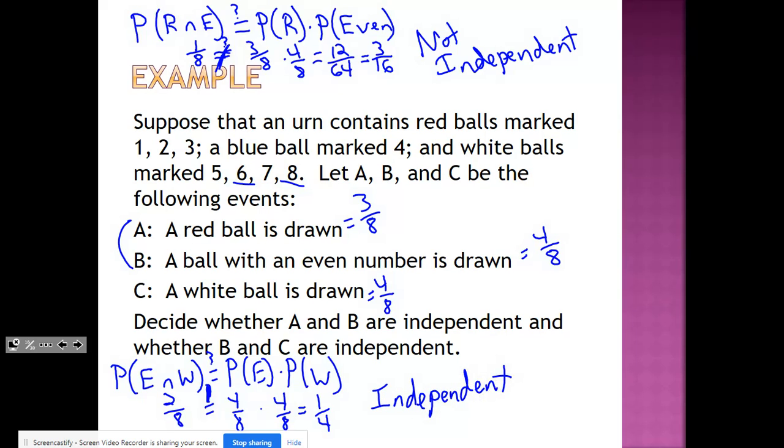Okay, so an even number and a white one, those are independent, because knowing it's even doesn't change the probability of it being white, or knowing it's white doesn't change the probability of it being even. That is checking for independence. That is it.